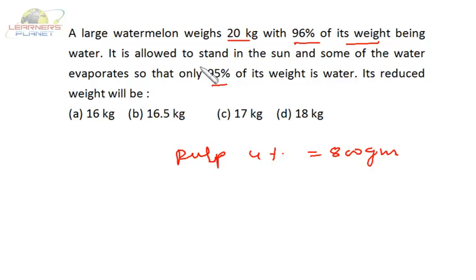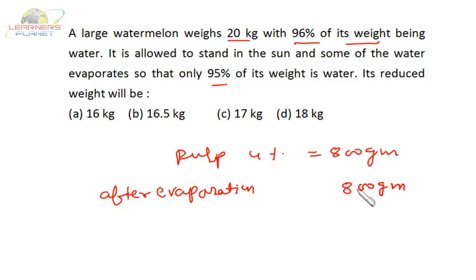Now it is allowed to stand in the sun and some of the water is evaporated. Definitely if there is an evaporation, the total quantity of pulp will remain the same, as only water is evaporated, not pulp. Okay. So after evaporation, water is 95% and pulp is 5%, and pulp is still 800 gram.